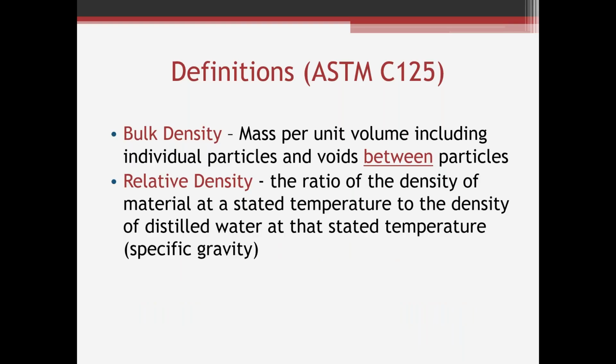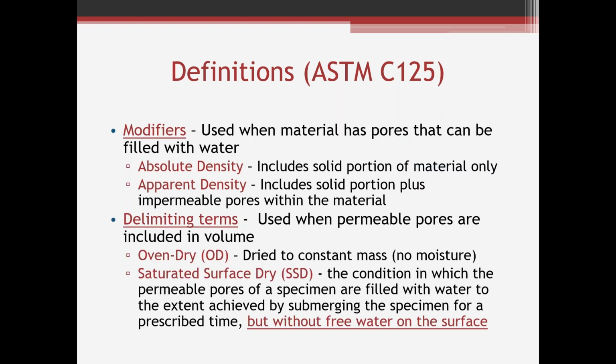Bulk density is really just mass per unit volume that includes all the individual particles and all the voids in between the particles. So if you think of a gallon jar, you throw a bunch of stone in the jar, you weigh it, not including the weight of the empty jar, and you figure out mass per volume, whatever that mass is per gallon, that's your bulk density. Relative density is really just the ratio of density to that of water, so it's really just a specific gravity.